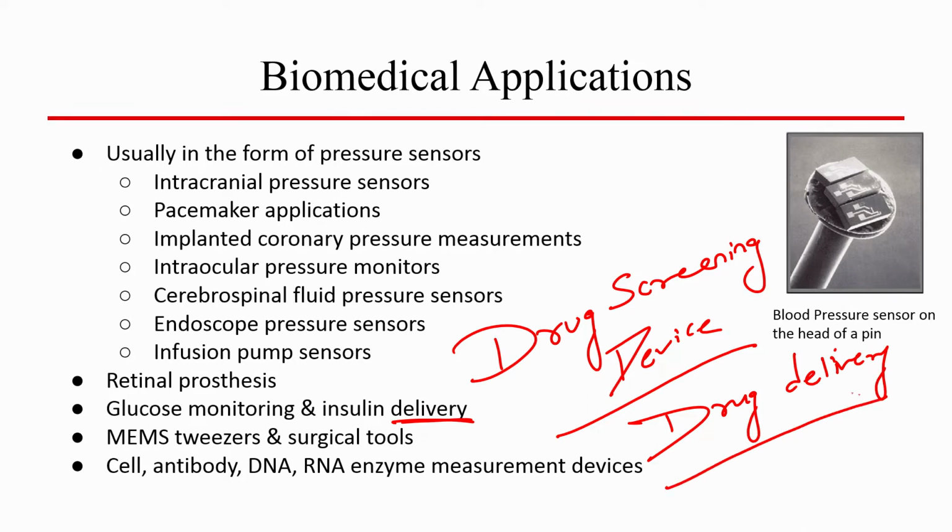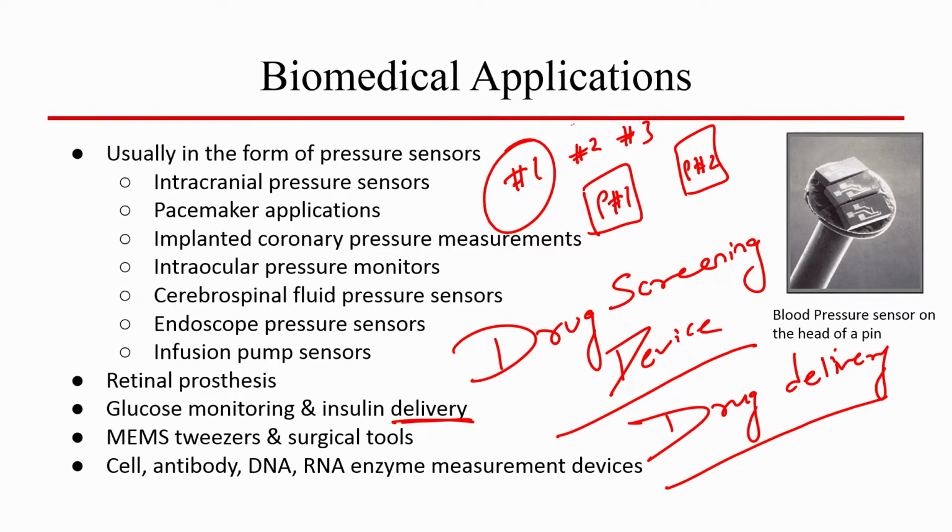So, both are different. One is to screen which out of, let us say, 3 given drugs, which drug you will give to a particular patient. Let us say there are 2 patients, patient 1 and patient 2. Which one you will give? Drug 1 or drug 2 or drug 3.